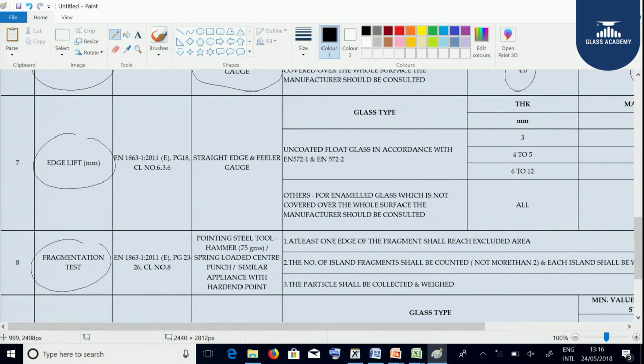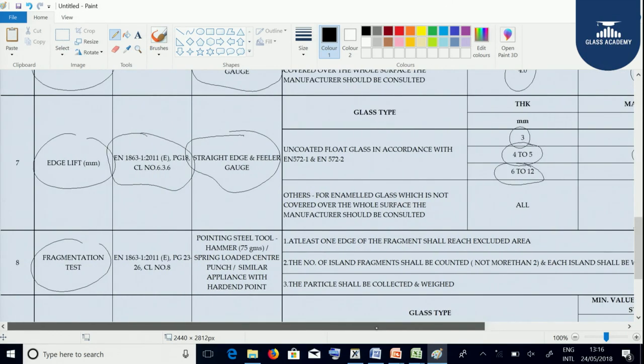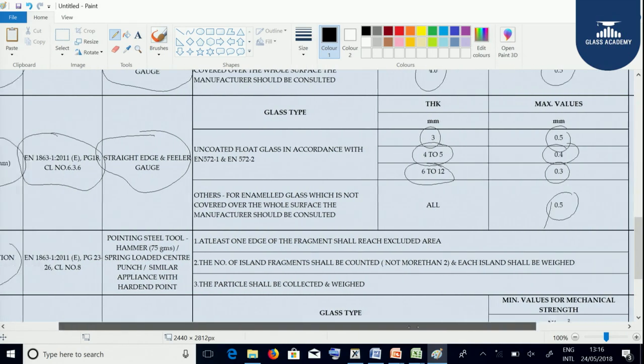Now let us take the edge lift. The standard we follow is EN 1863. The tool we use is a straight edge with the help of a feeler gauge. The edge lift depends on the thickness of the glass. For 3 mm thick glass, the maximum edge lift allowed is 0.5 mm. For 4 to 5 mm thick, the edge lift allowed is 0.4 mm. For 6 to 12 mm thick glass, the maximum edge lift allowed is 0.3 mm. And for enamel glass, the maximum edge lift allowed is 0.5 mm.